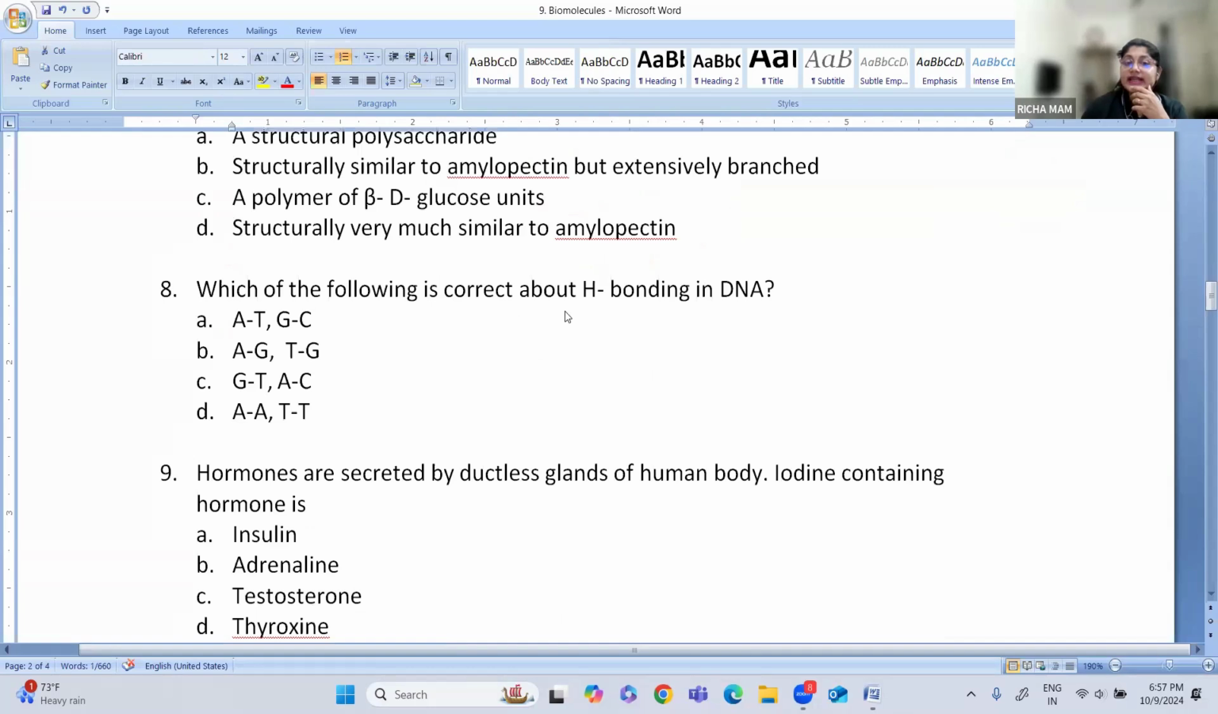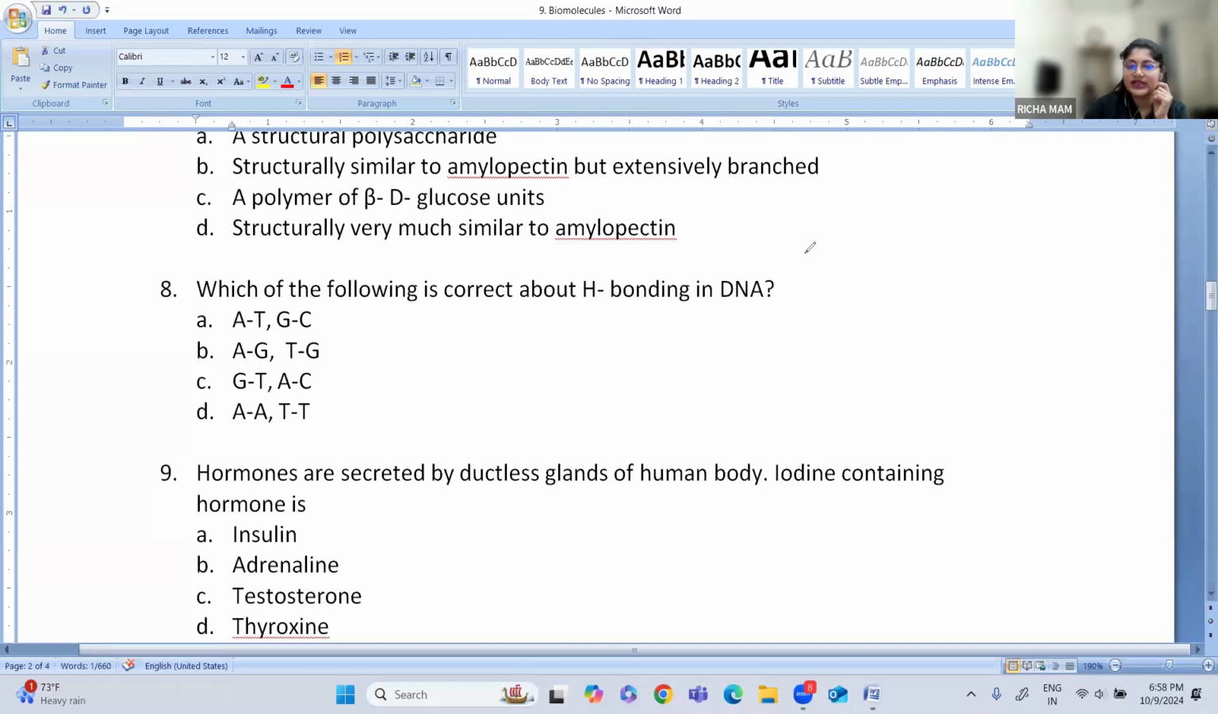Which of the following is correct about hydrogen bonding in DNA? Go through the options and tell me. This is about your nucleic acid, right? When you see the bonding of nucleic acid, you have four bases: adenine, thymine, guanine, and cytosine. So how will the pairing take place?